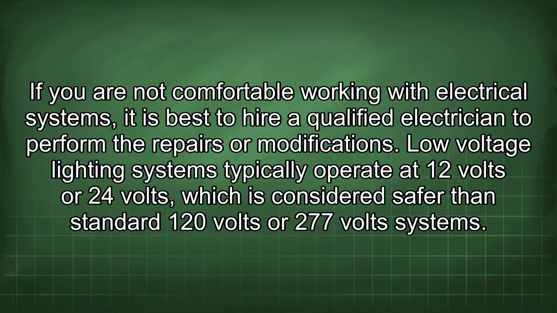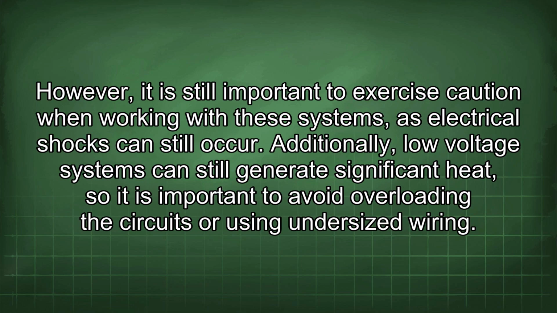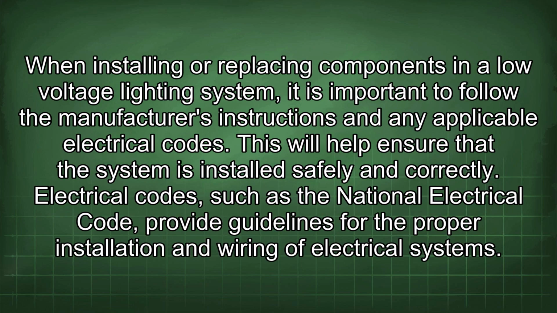120 volts or 277 volt systems. However, it is still important to exercise caution when working with these systems, as electrical shocks can still occur. Additionally, low-voltage systems can still generate significant heat, so it is important to avoid overloading the circuits or using undersized wiring. When installing or replacing components in a low-voltage lighting system, it is important to follow the manufacturer's instructions and any applicable electrical codes. This will help ensure that the system is installed safely and correctly.